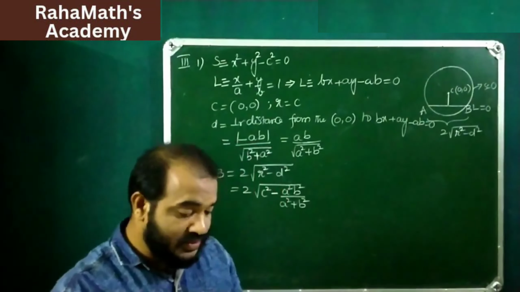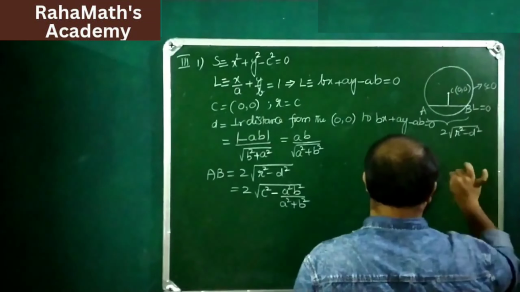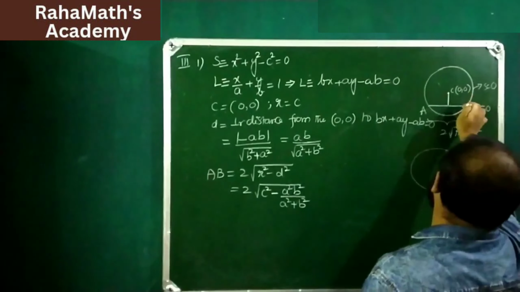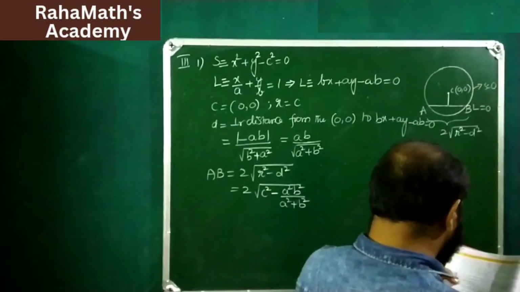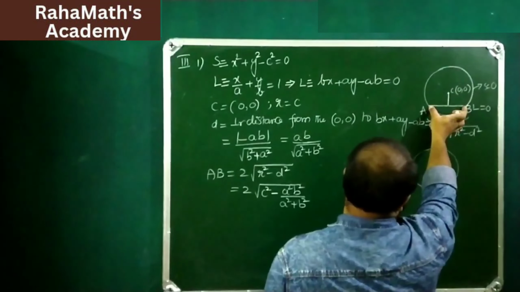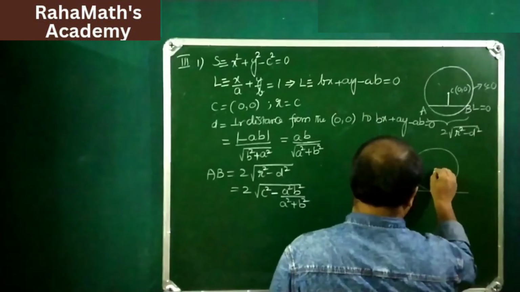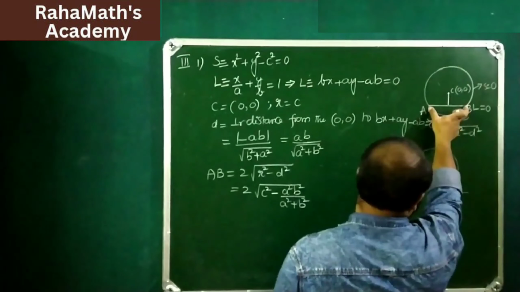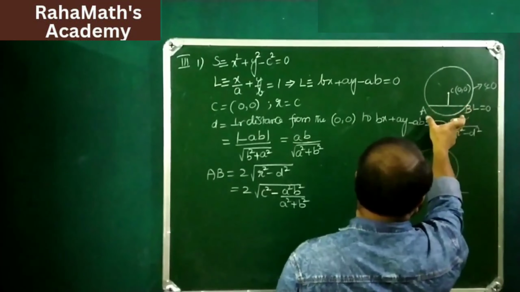Further, hence deduce the condition that the line touches the circle. He is asking that this line cuts the circle at A and B. So he further asks, hence deduce the condition that the line touches the circle. If this chord touches the circle, it will be like this. So this line here cuts. So he is asking us to deduce the condition that this line touches this circle.